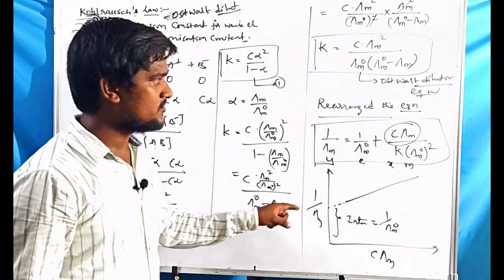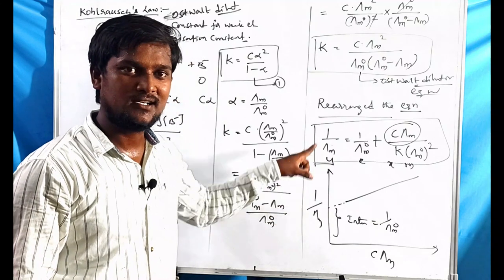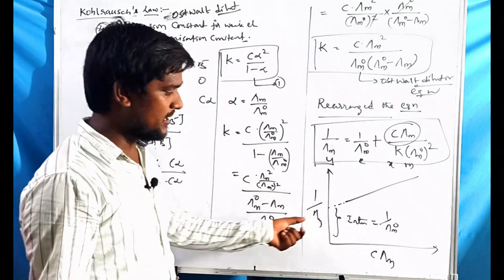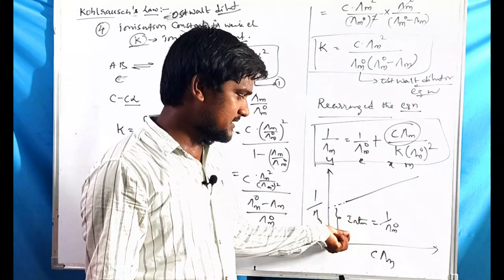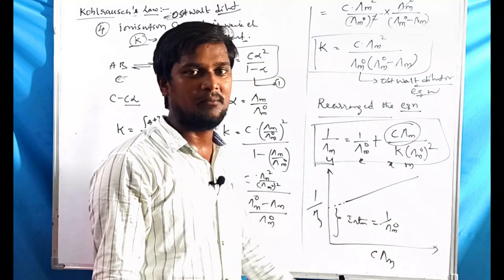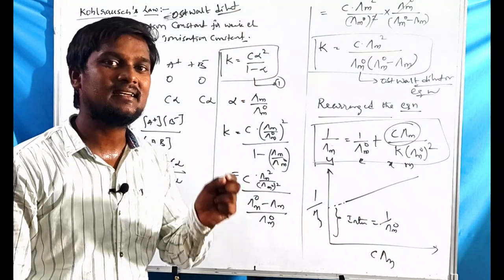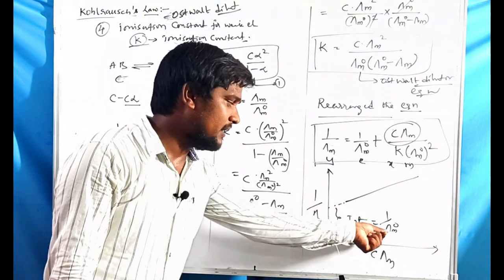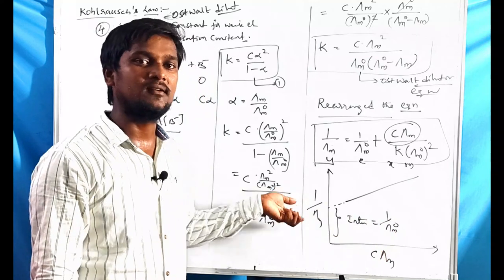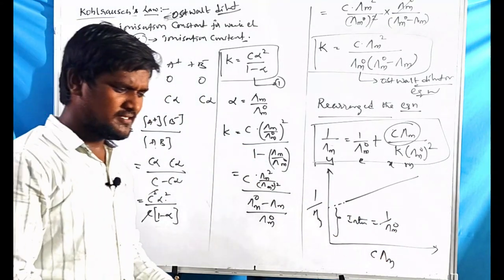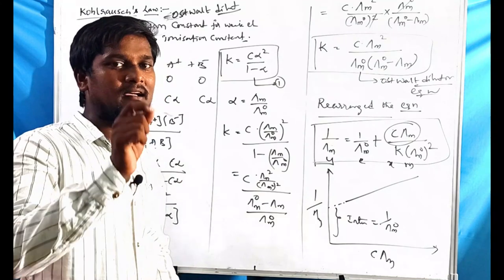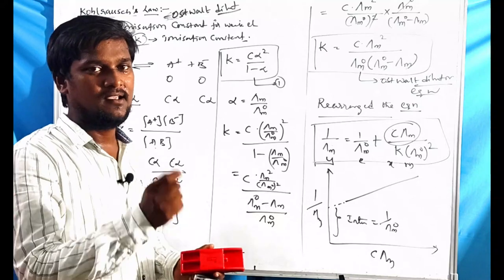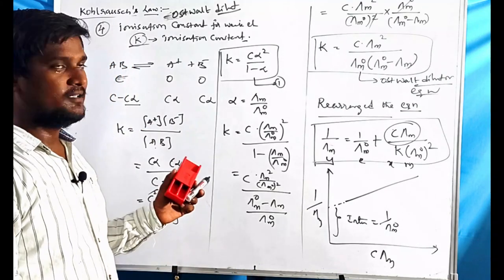So this is the Ostwald dilution graphical method for weak electrolytes. With the help of the graphical method, we find the lambda m naught value from the intercept, which gives the equivalent conductance at infinite dilution. These are the four important methods for the determination of equivalent conductance of weak electrolytes. Now let us solve some problems regarding Kohlrausch law.